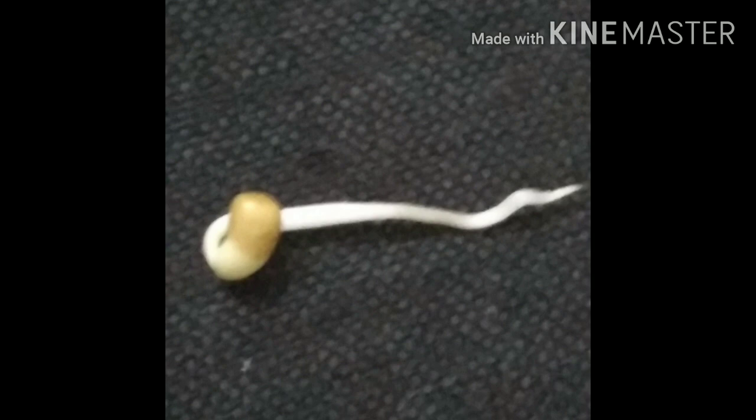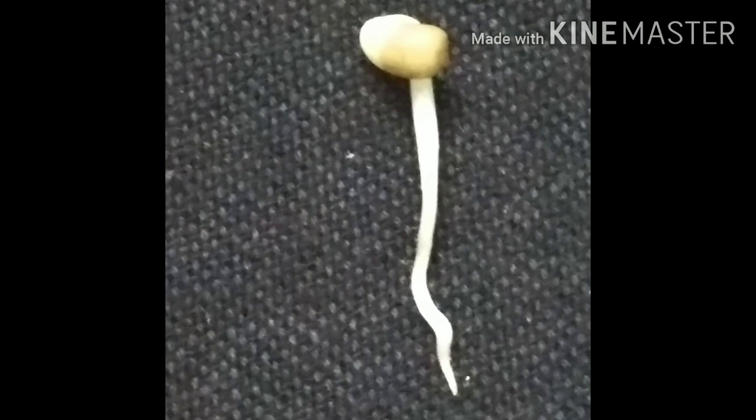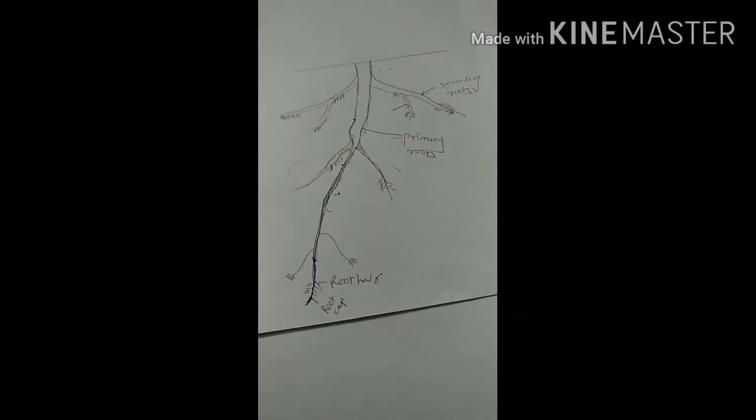Now, structure of roots. This is the radicle, which grows directly from inside the seed. Radicle develops into roots. So we can see here the development of radicle into roots. Now the plumule. The other part that grows from the seed is called the plumule. It is a leaf-like part. It grows directly from the embryo. This plumule develops into the stem.